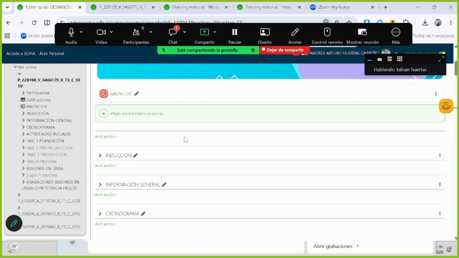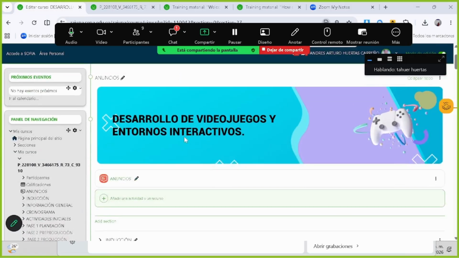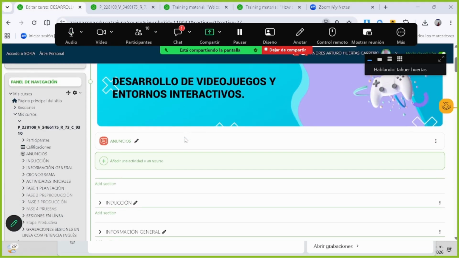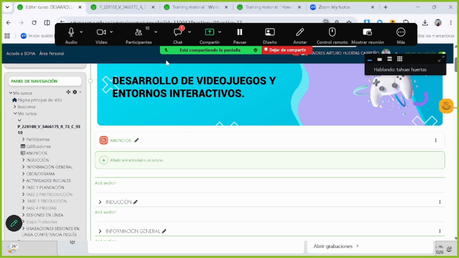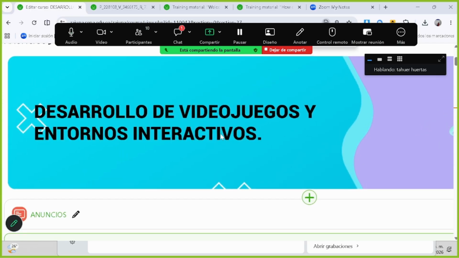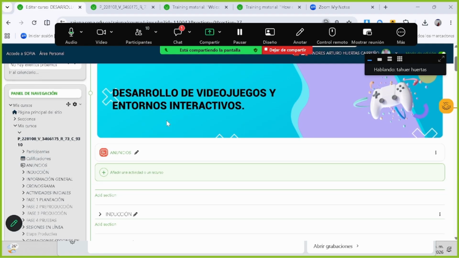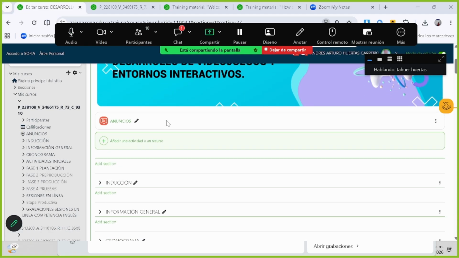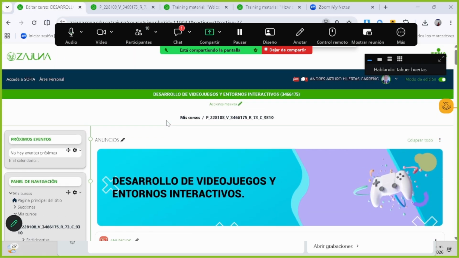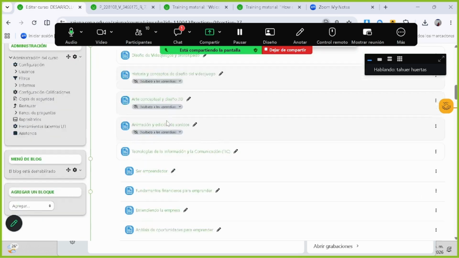Okay, please let me know if you can see my screen, the Sahuna platform. Can you see it? Yes. Okay, so please everyone enter to your Sahuna. Okay, this is the main page, and let's go to this part.